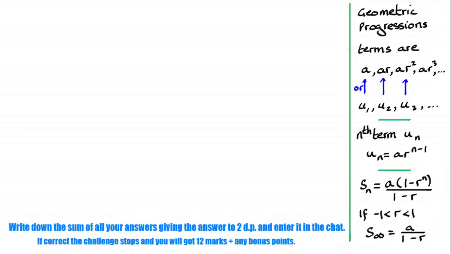You'll see this on, okay? What I want you to do is write down the sum of all your answers, giving your final answer to 2 decimal places, and enter it into the chat, okay? And if it's correct, I will stop the rotation of these questions, and that person will get 12 marks. That's the total of all the marks to the question.